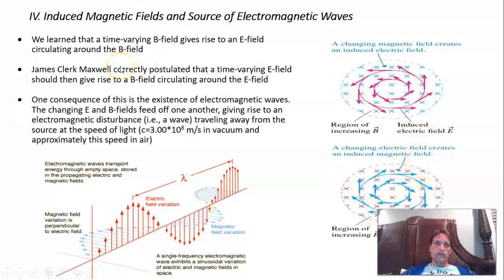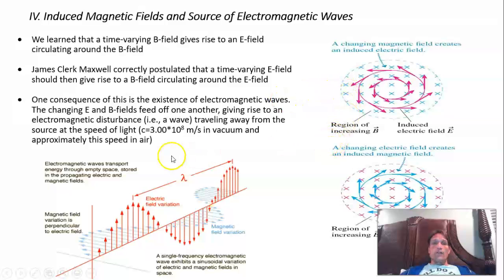Maxwell would beg to differ. And so one consequence of this is that Maxwell, based on this, correctly predicted, using electromagnetic theory, the existence of electromagnetic waves, which we see as light, or they're microwaves, or infrared radiation, or X-rays. And so Maxwell correctly predicted the existence of electromagnetic waves from electromagnetic theory.